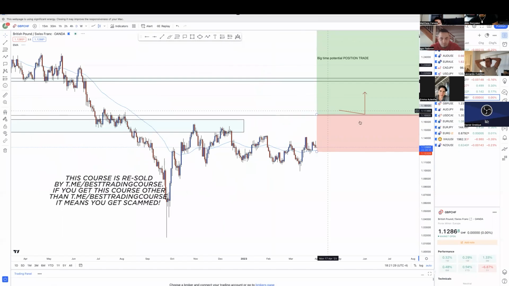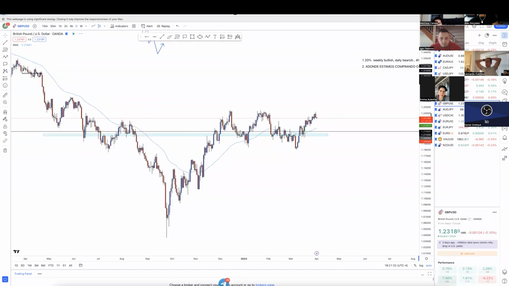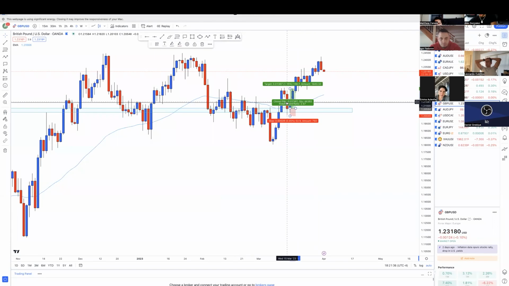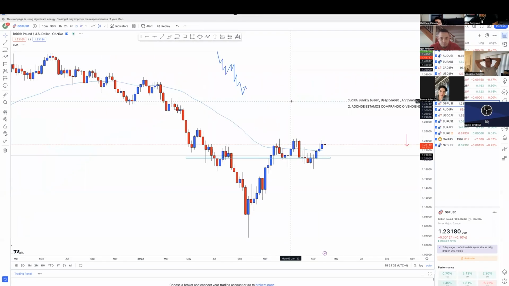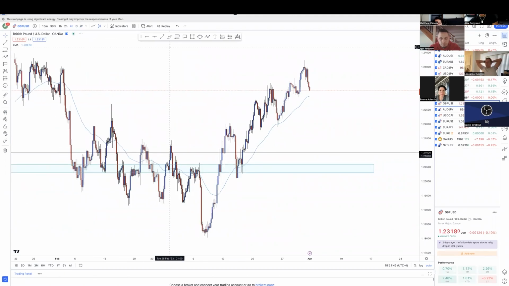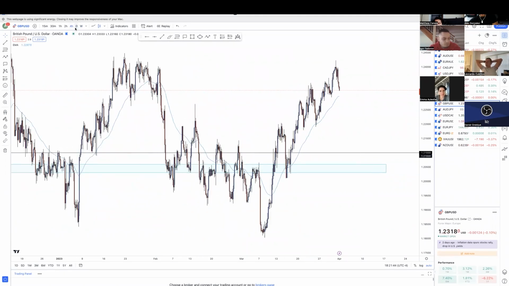GBP CHF, waiting on the same thing. Nothing's happened. GU, crazy. Set and forget. Let the trend be your friend. I'm good, even though I think it's going to continue going up.